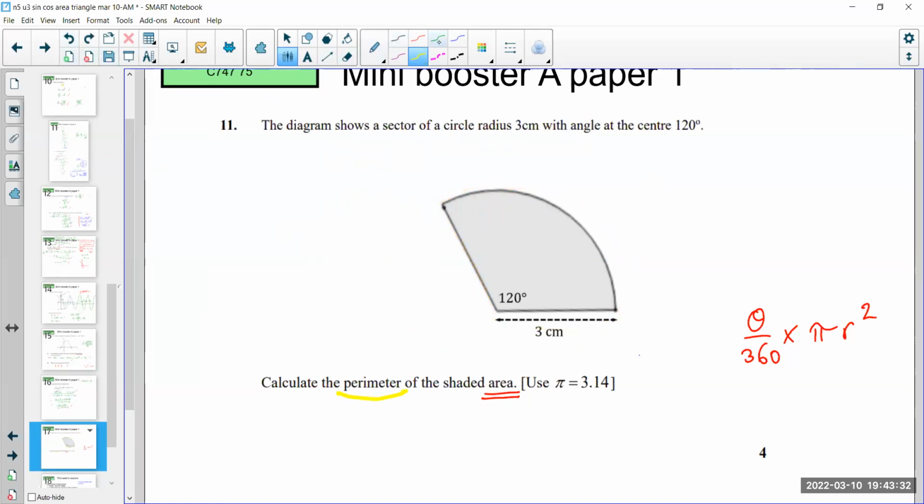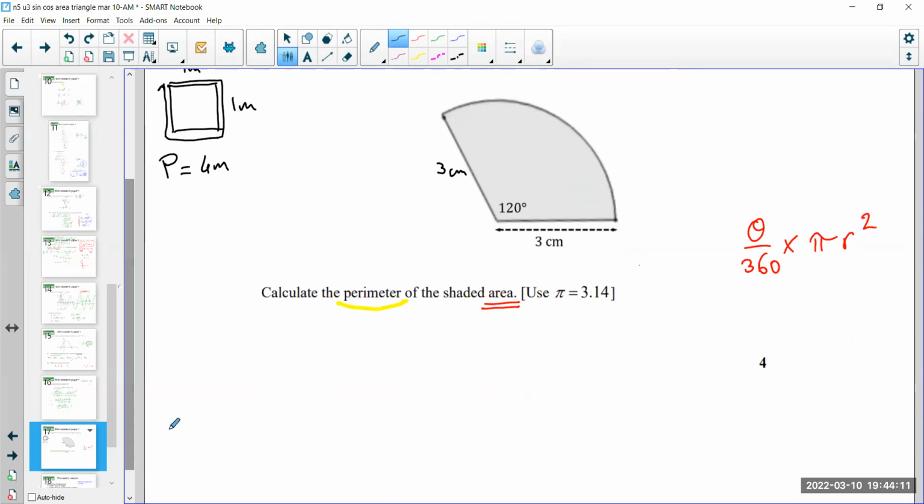That's what they've asked us to calculate. What is the perimeter of a square? It's to go around the square, yeah? If I ask you to calculate the perimeter of a square, 1 meter by 1 meter, what do you do? 1 plus 1 plus 1 plus 1. Yeah? Perimeter equals 4 meters. Here, the perimeter is going to be 3 plus 3, plus the arc length that you know how to calculate. And how do we calculate an arc length? Can someone remind me?